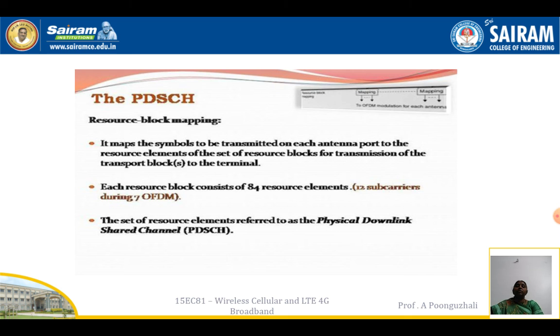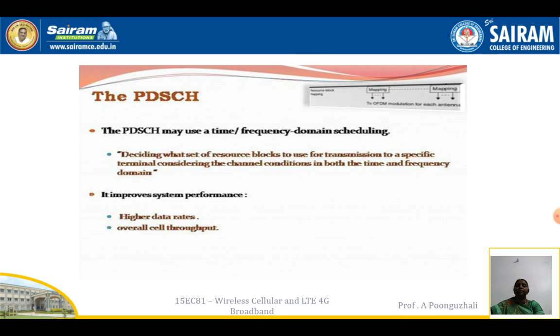Each resource block consists of 84 resource elements, that is 12 subcarriers and 7 OFDMA symbols. So in this case, 12 times 7, you are going to have 84 resource elements in your resource block. The set of resource elements is referred to as the physical downlink shared channel.